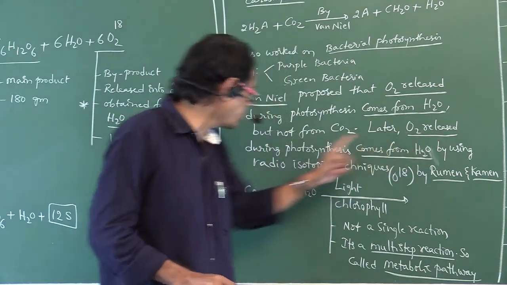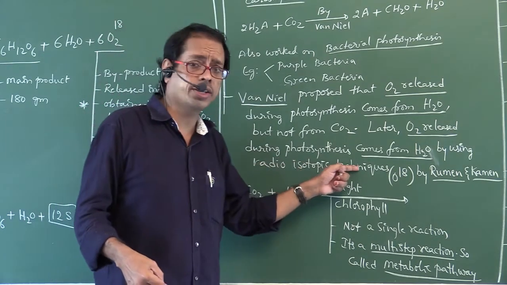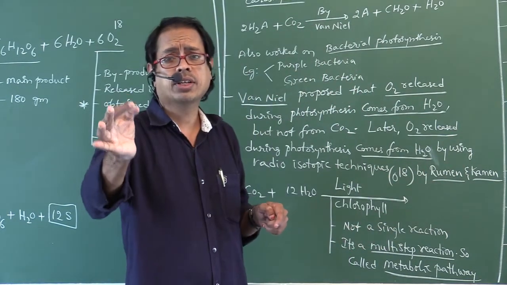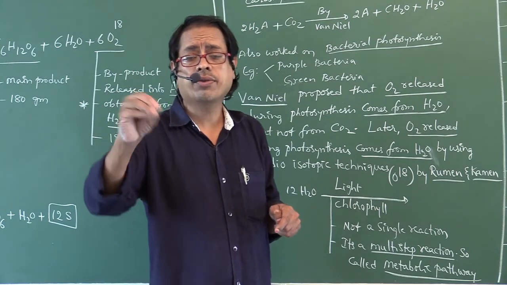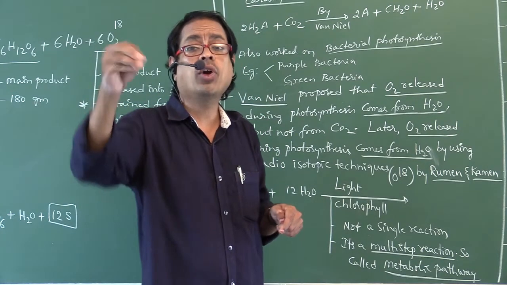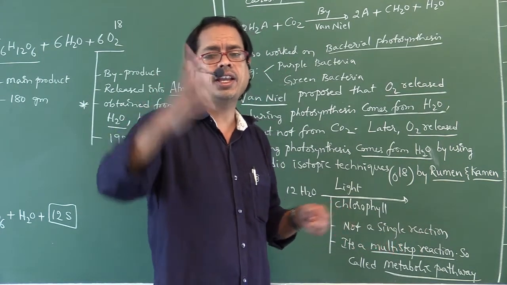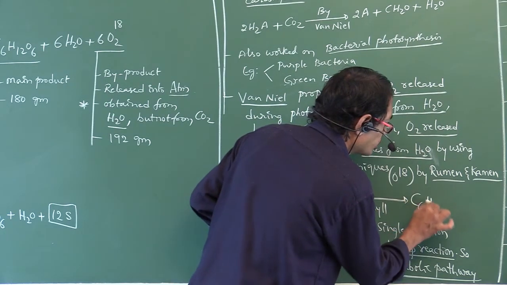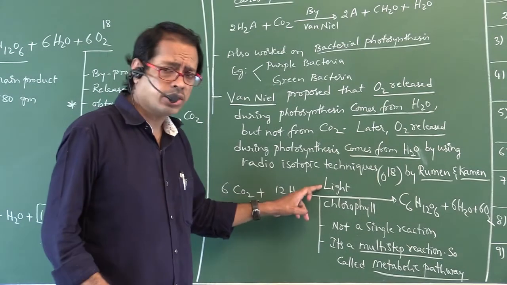Later on, it was shown using a radioactive isotope, or radioisotopic technique, that the oxygen released during photosynthesis comes from water. That is the radioactive isotope O18, used by Ruben and Kamen. These two scientists used the radioactive isotope O18, showing that oxygen is evolved from water but not from carbon dioxide. 6CO2 plus 12H2O gives rise to glucose, C6H12O6, plus 6H2O plus 6O2, in the presence of light and chlorophyll.